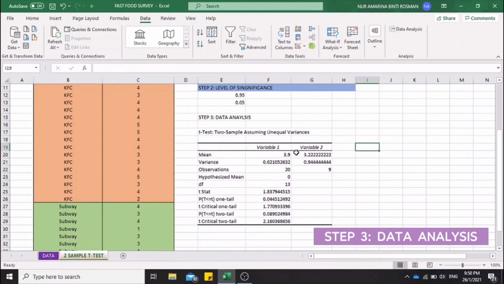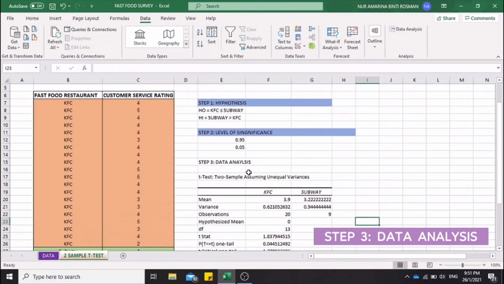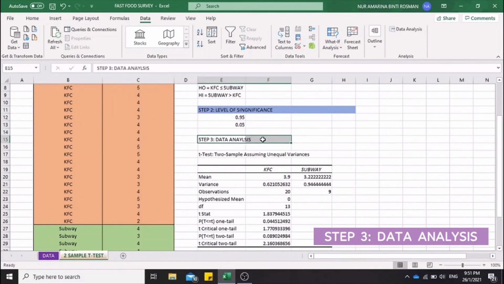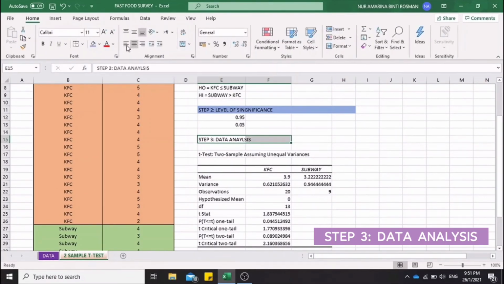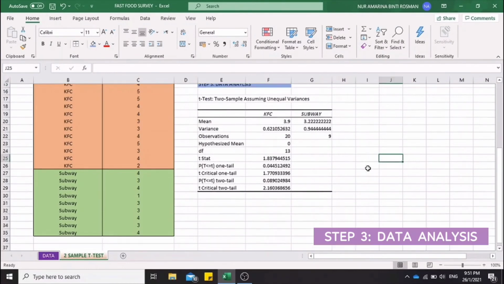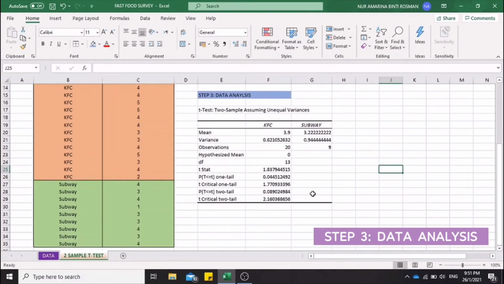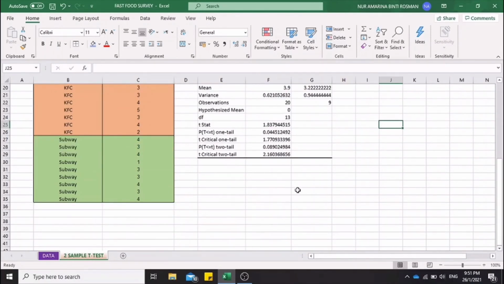Wow, the answer will pop out. Like I said before, variable 1 is actually KFC and variable 2 is Subway. So here is the answer: mean, variance, observations, hypothesized mean 0, df. So I do highlight here. It's done for step 3. So now you have 2 steps more to go.